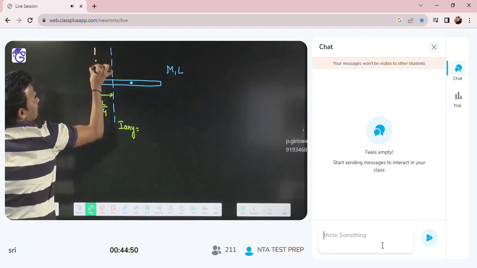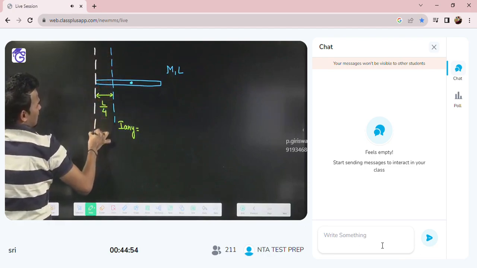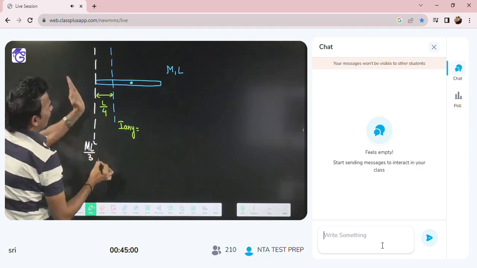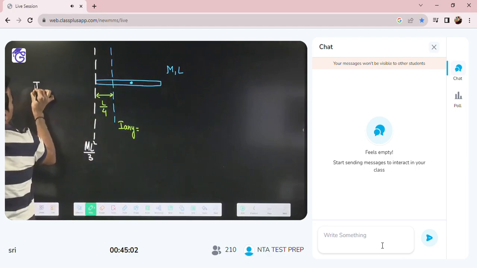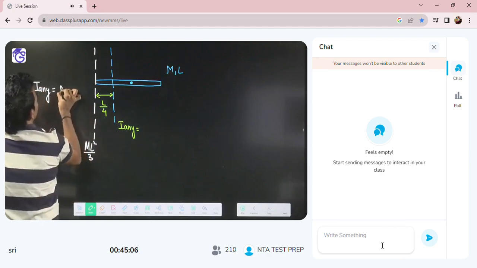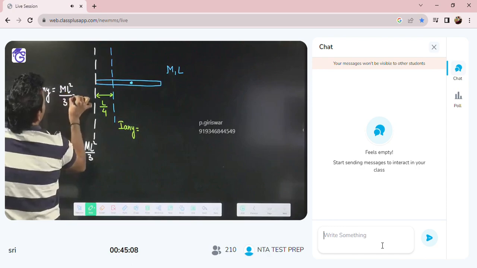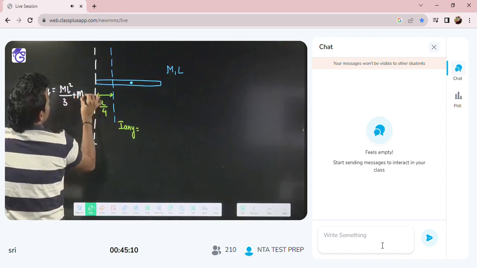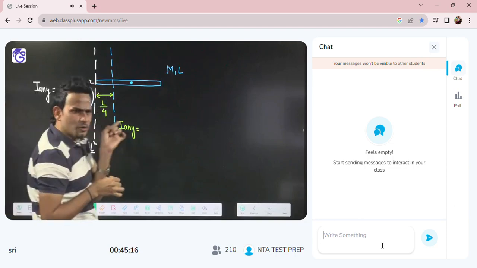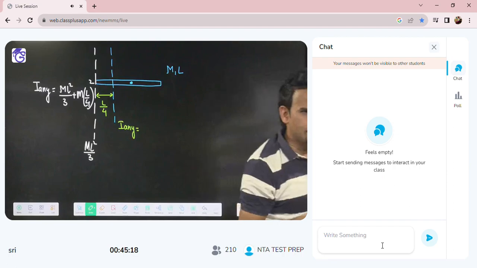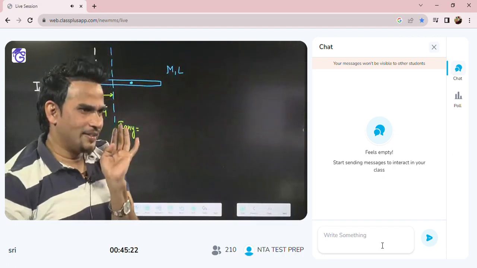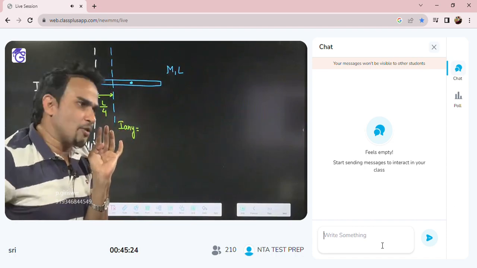Sir, about this axis, I know moment of inertia will come ml square by 3. So about this axis, moment of inertia will become ml square by 3 plus md square. What is d, sir? L by 4 square. Are you doing like this? Anyone is doing like this? Ganesh, correct. Likita, correct. 7 by 48 ml square will come.